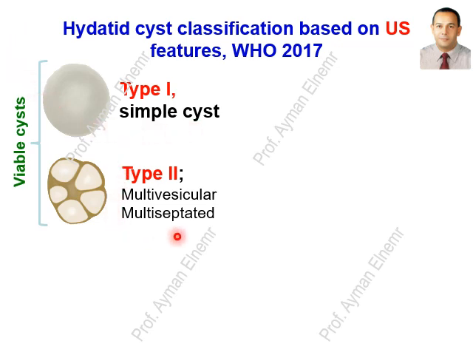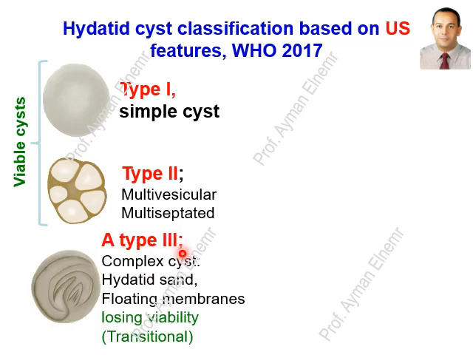Type 2 is a multivesicular, multiseptated cyst. Type 3 is a complex cyst with hydatid sand and floating membranes. It is a transitional stage, and the cyst is losing viability.